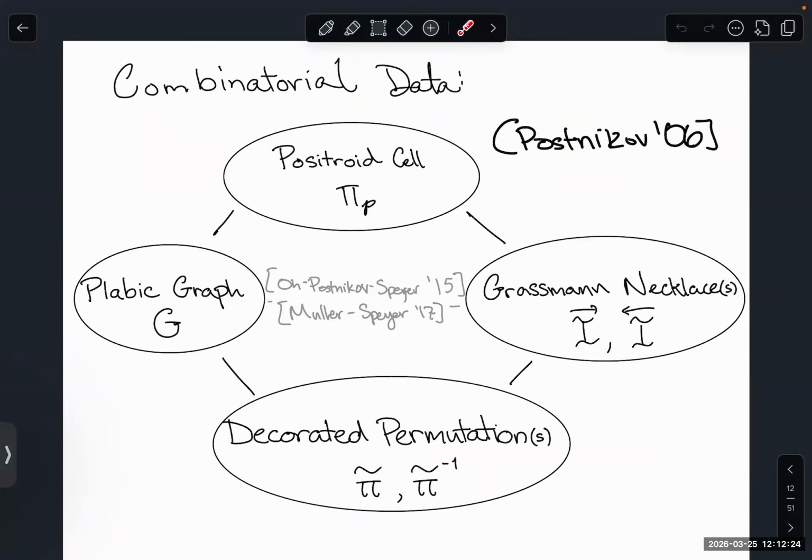So I have this brief graphic of some of the bijections that we can expect here. We already defined positroid cells. We're going to move on to Grassmann necklaces, decorated permutations, and then plabic graphs. A lot of the bijections here are due to Postnikov or are introduced in Postnikov's preprint paper, with the internal line related to these two papers as well that biject plabic graphs and Grassmann necklaces together.